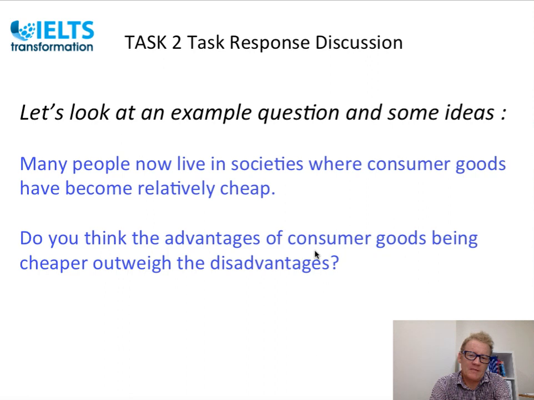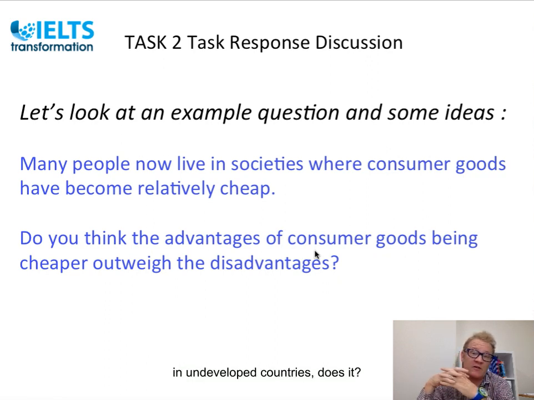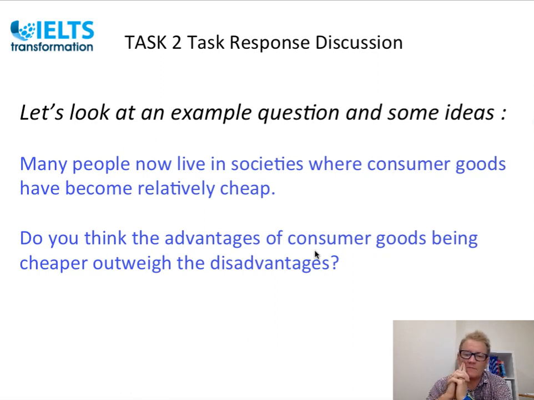So, people can afford to buy TVs easily now. So, when and where? Developed countries. This problem doesn't happen in undeveloped countries, does it? People don't buy lots of stuff. They just live more simply. And they're probably happier. But that's a different question.